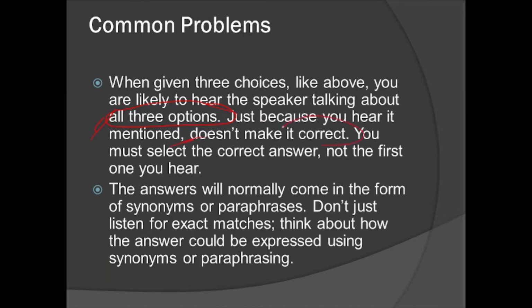Right? The answers will normally come in the form of synonyms, and that is one more challenge. Whatever is written, they don't say even a single word from the option that is the correct one. They use a complete paraphrase, they use a synonym. So don't just listen for an exact match. This is one of the problems students face. They try to find whatever word or sentence is written in the option. Maybe you don't find even a single word from that option. They completely paraphrase it, right? So don't just listen for exact matches. Think about how the answer could be expressed by synonyms and paraphrasing.